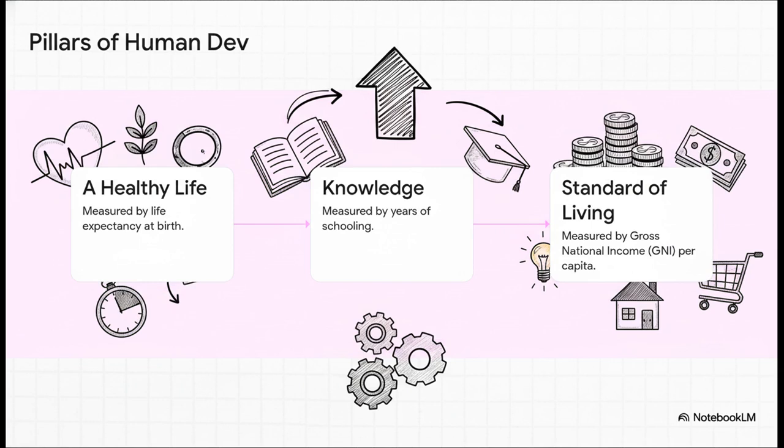First, a long and healthy life. This is measured by life expectancy at birth, basically how long an average person is expected to live. Second, knowledge. This looks at education, like how many years children are expected to go to school. And third, a decent standard of living. This is measured by GNI per capita, which is similar to the average income. So you see, health, education, and income. Together, they give a much fuller picture of development.